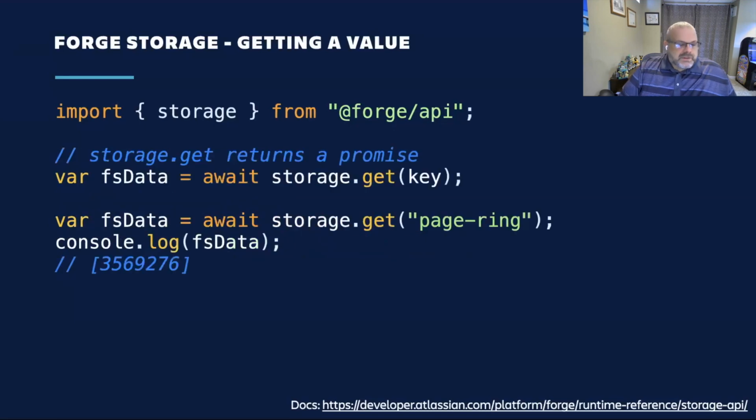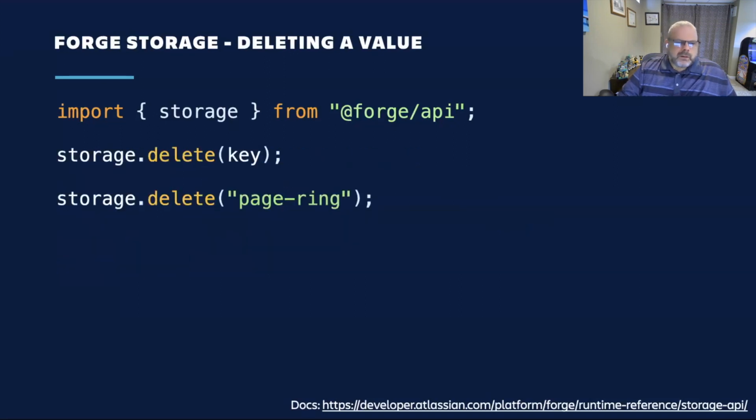Getting a value is very simple, just using the get function. Here we're assigning a value, fs data, and we're awaiting because storage.get is an asynchronous function, and we pass it the key. In a more real world example, fs data is awaiting storage.get. We pass it the key page-ring, and we'll console log that out, and we'll get 3569276, which is the page ID that we saved in this example.